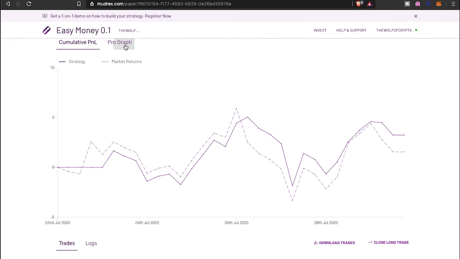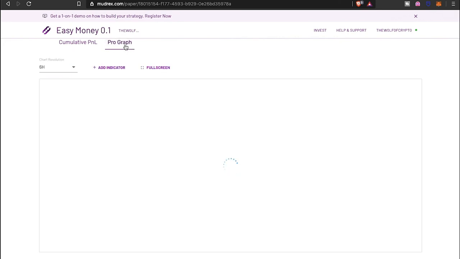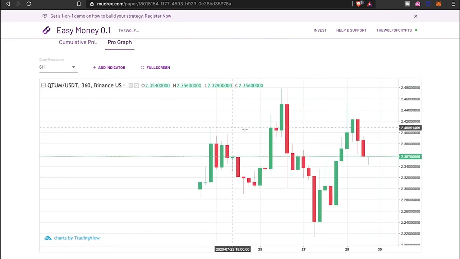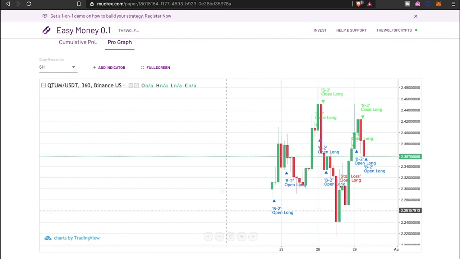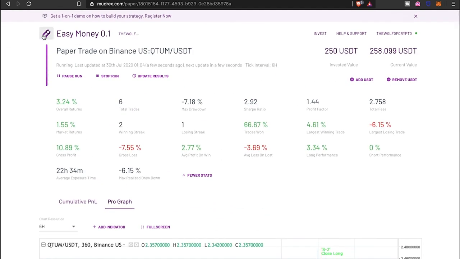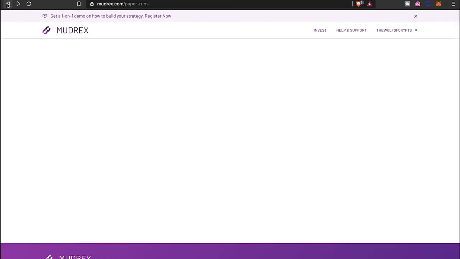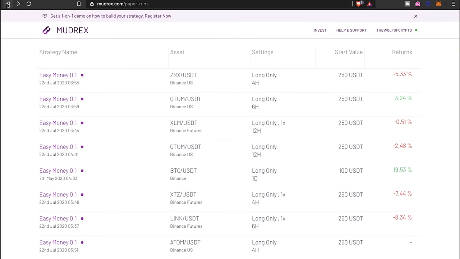I also like looking at the pro graph. It's kind of cool because it shows you where all your positions are as far as when you open and close. I think it's cool to check out, and then you can use this data to mark some notes while you're using charts and all that stuff. So far, these two right now are up. The other ones, not too shabby. Doing pretty bad on some of them.